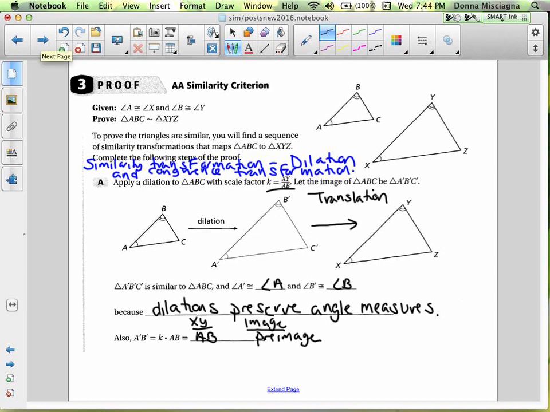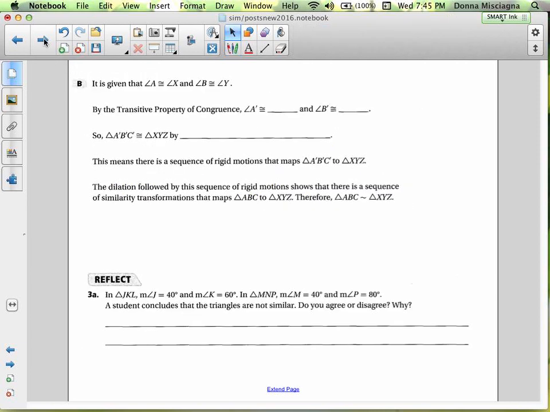Okay? So since all we've done is translated A prime, B prime, C prime to get X, Y, Z, and A prime, B prime, C prime is a dilation of A, B, C, right? Those sides have to be in the same proportion. I'm going to continue. I need another page.